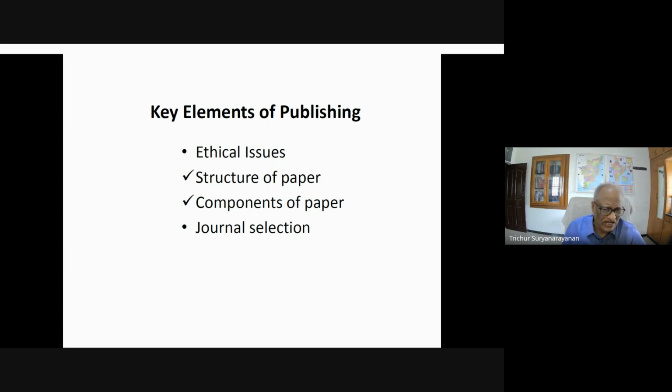The first thing is ethical issues. I'm not touching that. Okay, let me tell you. So ethical issues, structure of a paper, components of a paper, journal selection. Broadly speaking, these are the key elements: when I'm going to publish a paper, I look into the ethical issues, I look into the structure of the paper, I look at the components of the paper, and then I select a journal. Now, of these four elements, in this talk I will be concentrating on the second and third points. Ethical issues is a separate issue altogether and needs a separate lecture if that's possible.